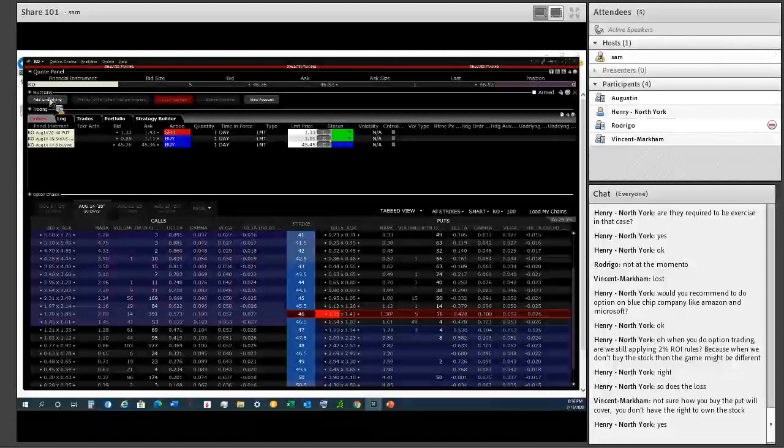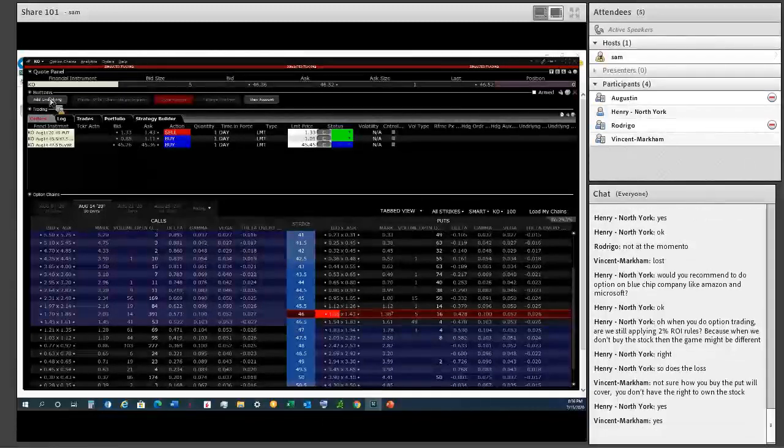Not sure how buying the put will cover you. You don't have the right to own the stock. Vincent, are you talking about the third trade or the one we just did? Is that what you mean?